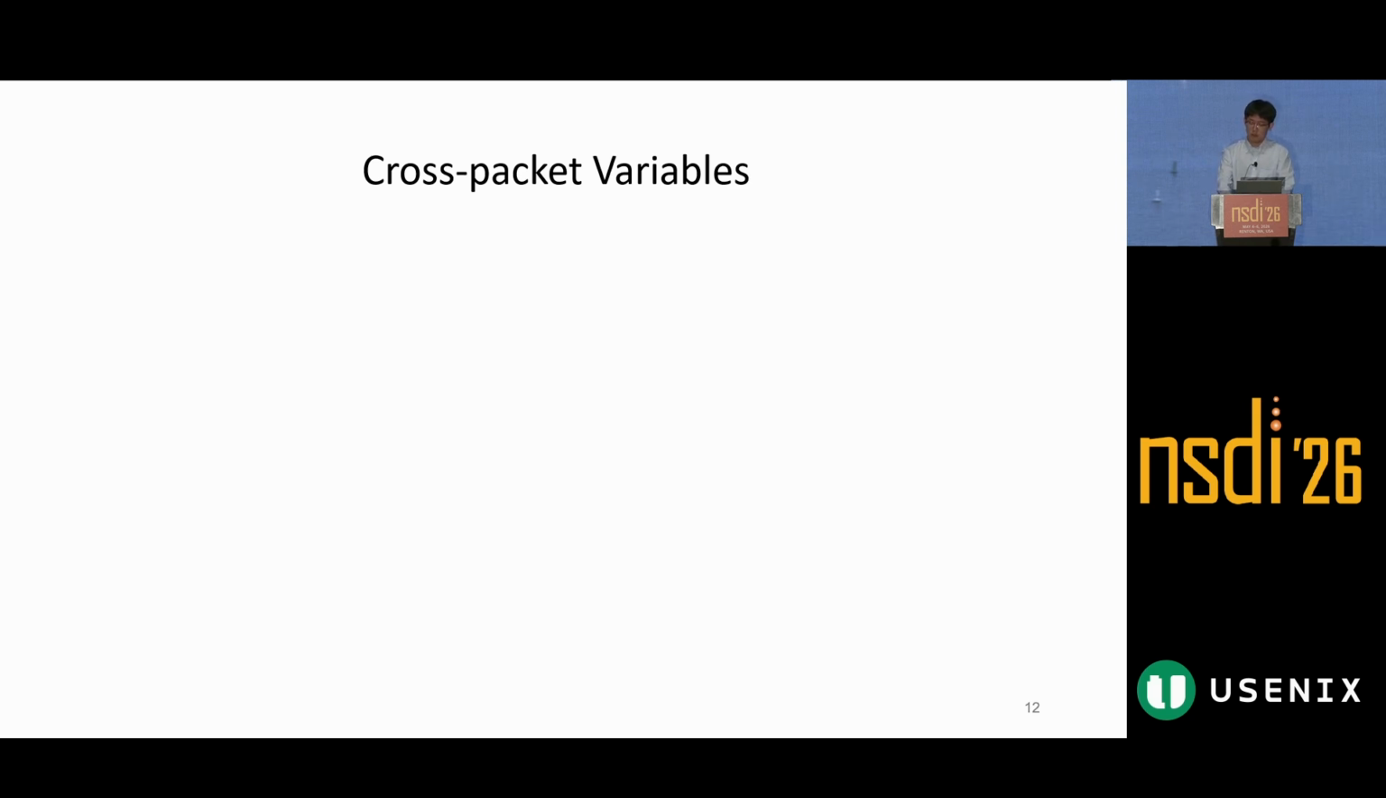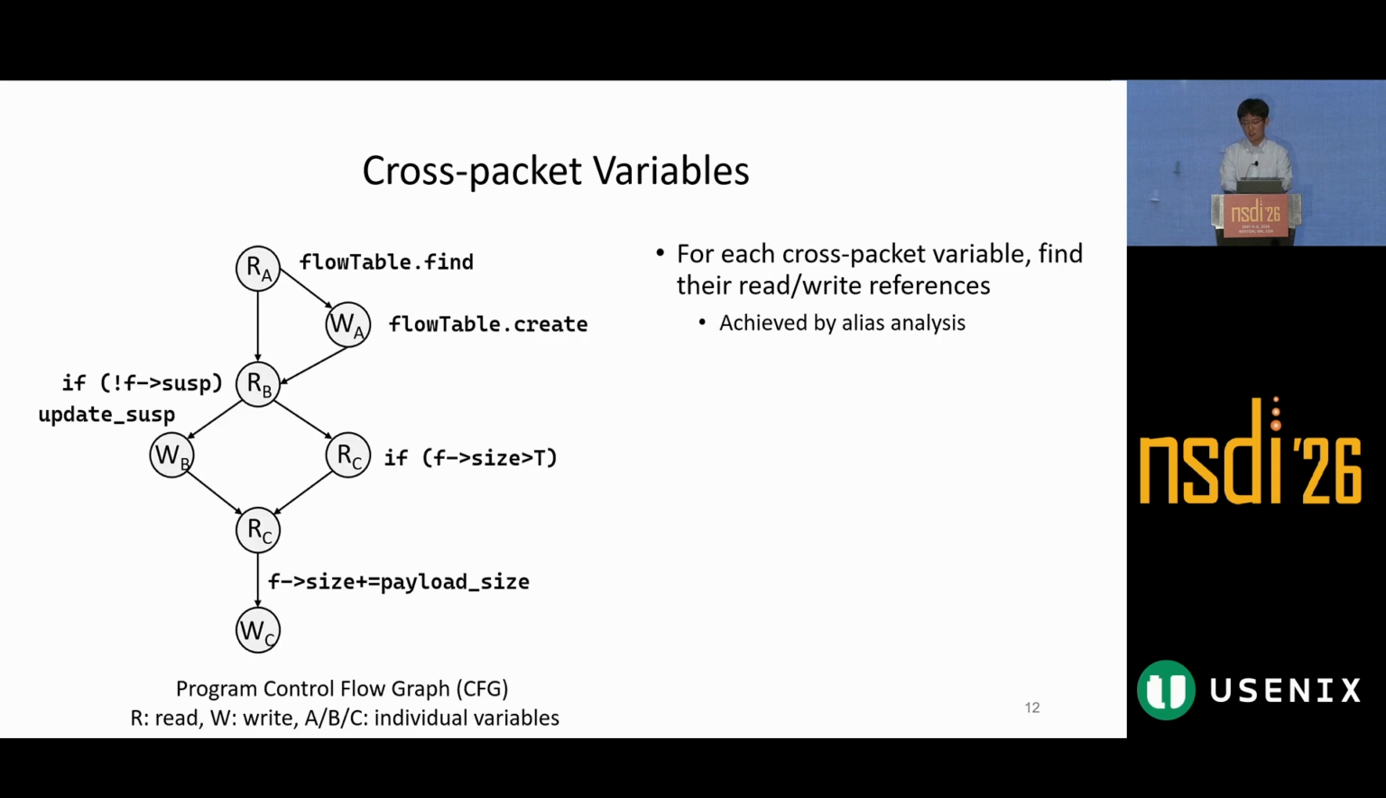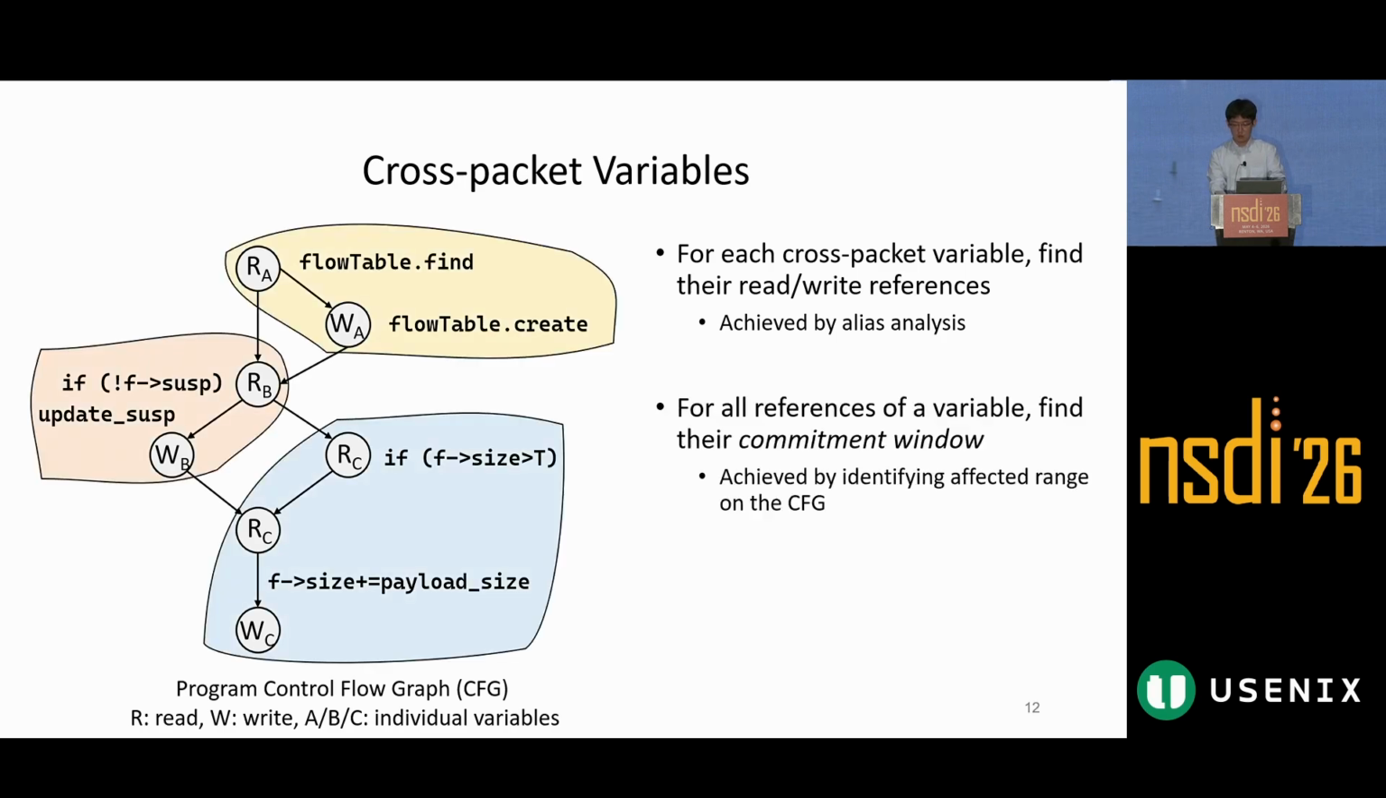For each cross-packet variable, we need to first find their read and write references. This is done at the LLVM IR level, running the classic analysis tools to mark the variable accesses on the program CFG, as shown on the left. After finding all references of a variable, we build what we call the commitment window of each variable. This is a range that covers all CFG nodes between the read and write pair of this variable.